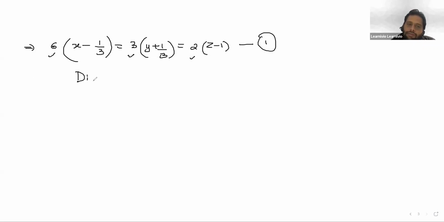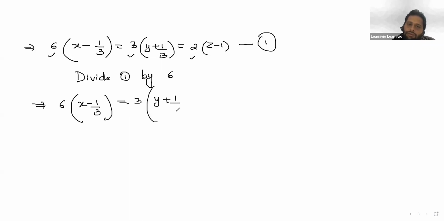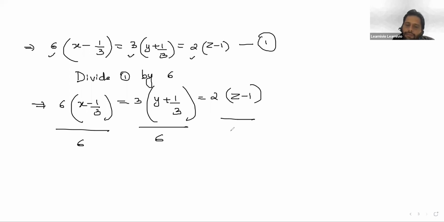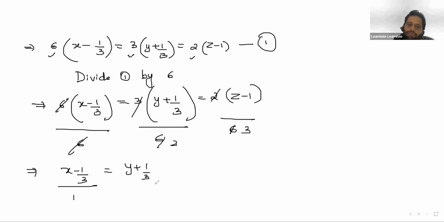So divide by 6. What will you get here? 6x minus 1 by 3 is equal to 3y plus 1 by 3 is equal to 2z minus 1. Divide all these with 6: 6, 6, 6. Cancel out this, you get 2 here, you get 3 here. The final answer is x minus 1 by 3 by 1 is equal to y plus 1 by 3 by 2 is equal to z minus 1 by 3 by 3.